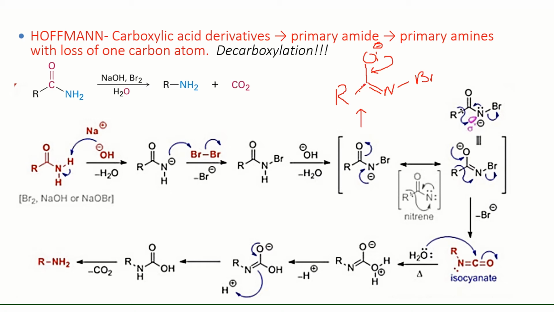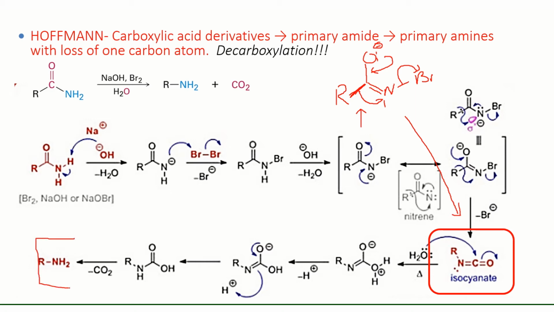And there, this R group will migrate to that nitrogen, with bromine being our leaving group. And that will give us our isocyanate. Terribly important, this isocyanate, because we can do a wealth of things with it. One thing we can do with isocyanates is hydrolyze them, and when we hydrolyze them, of course, they give off carbon dioxide. And there we can generate our amine.